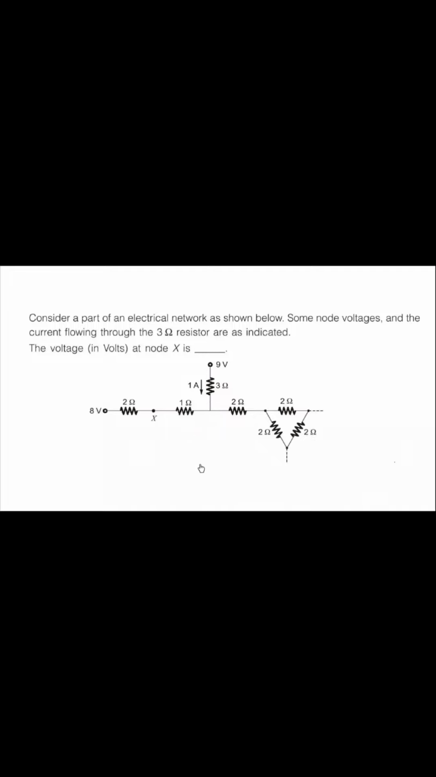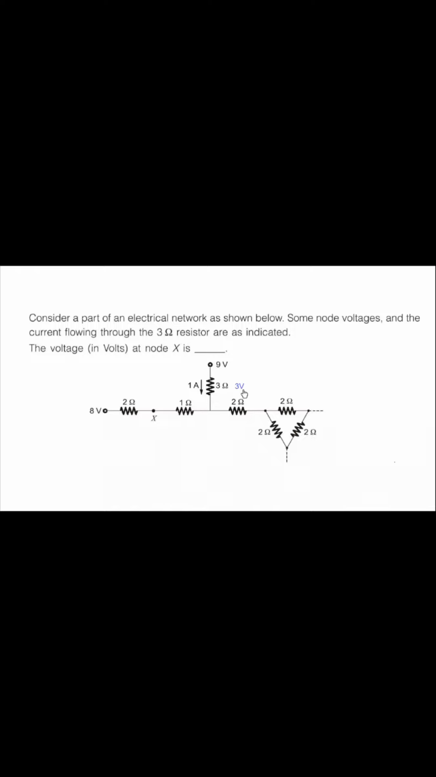At first, this entire circuit may seem a bit complex, but it's actually quite easy. We know that according to Ohm's law, the voltage drop across the resistor is the current flowing through that resistor multiplied by the resistance value, right? So we can see that 1 ampere of current is flowing here. So we can instantly get the voltage across this 3 ohm resistor, which is 3 volt.